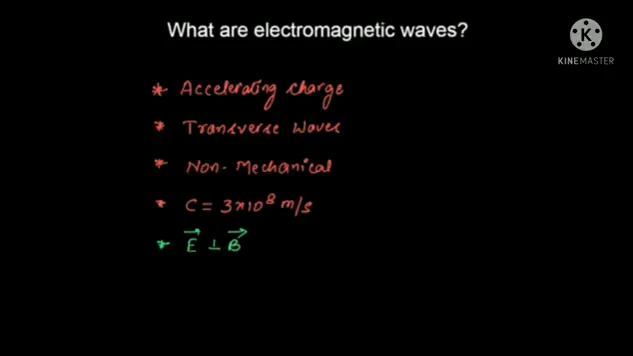Moving on, if the refractive index for a particular medium is mu, then in that medium the speed of electromagnetic wave v is given by c upon mu, where mu is the refractive index for that medium. So these are the various properties of electromagnetic waves. I hope this question is clear to all of you.